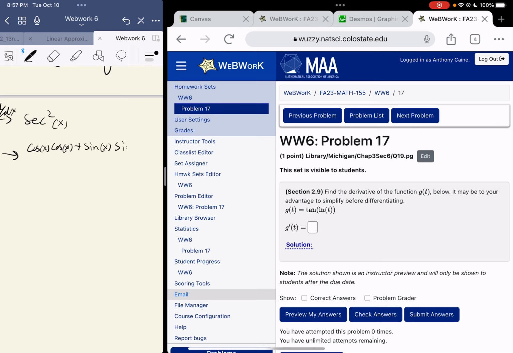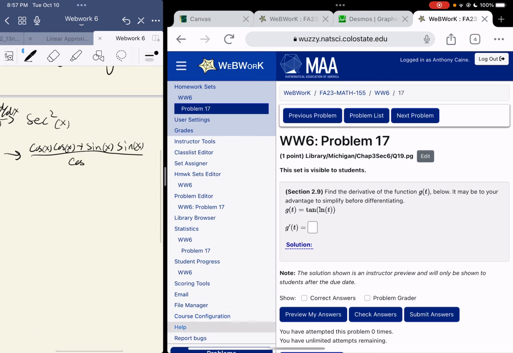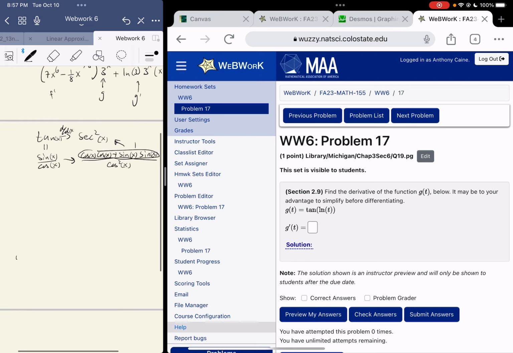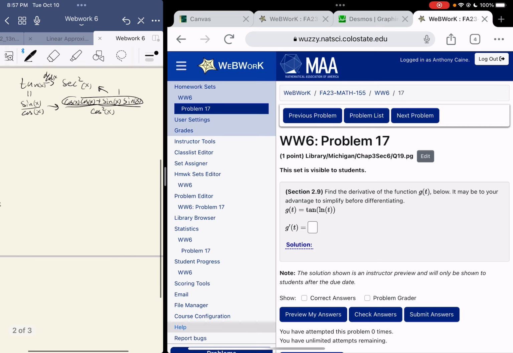Did a little sign change, times the top. So we got a cosine squared plus sine squared all over the bottom squared, which is cosine squared. And cosine squared plus sine squared, that is 1. And 1 over cosine squared is exactly what secant squared is. Secant is 1 over cosine. Squaring is 1 over cosine squared. So anyway, okay. G prime of t.